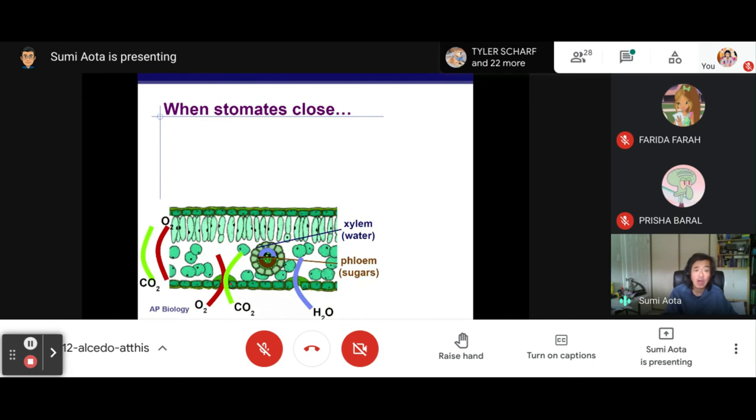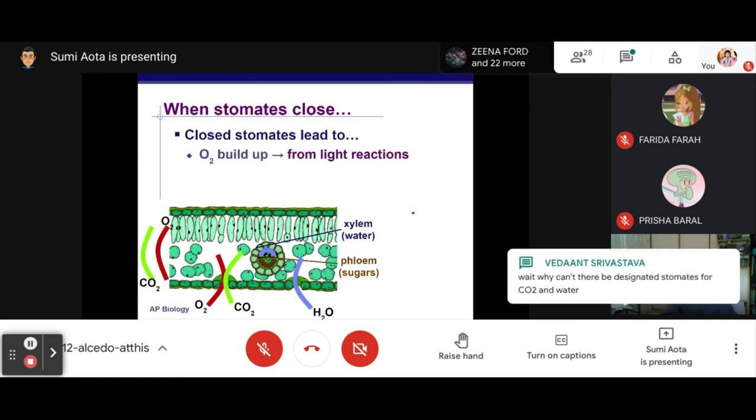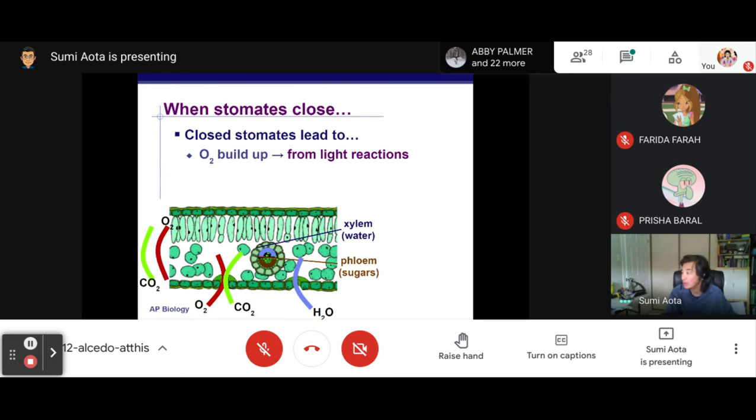So you're going to have a drop in CO2 levels in the leaf, and you're going to have a buildup of oxygen. Closed stomates lead to a buildup of oxygen because the light reactions are going to keep going.